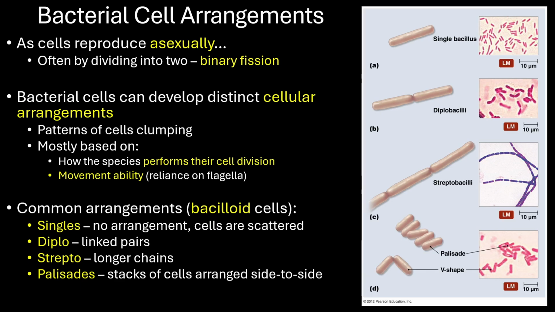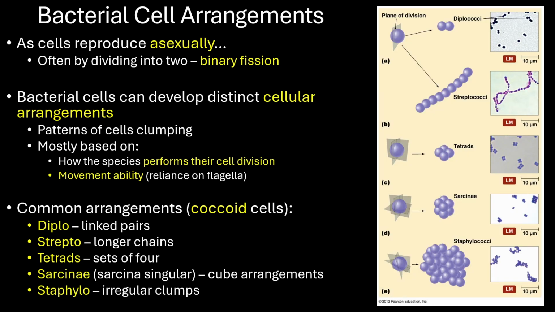So in bacilloid cells, we can see singles, which means the cells are scattered and have no distinct arrangement. They could be diplo, which means that they occur in linked pairs. They are strepto, which means that they occur in longer chains, or they could occur in palisades, where the cells are stacked side to side instead of long ways, sort of like a package of hot dogs rather than like a chain of sausage links.